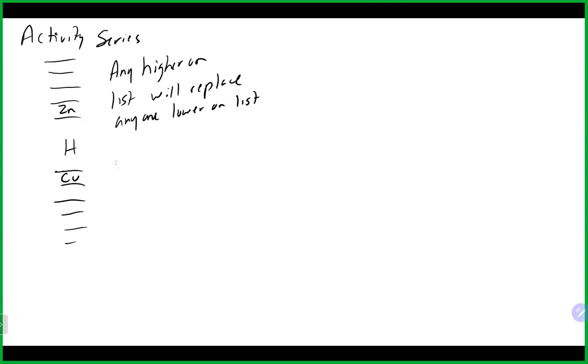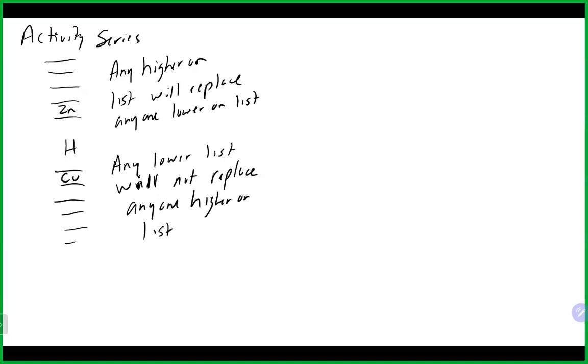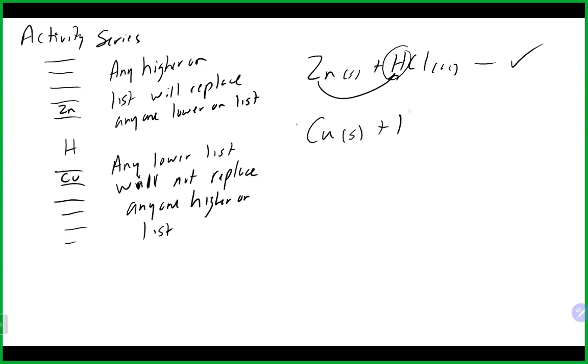And obviously, the opposite of that is any one that is lower on the list will not replace anyone higher on the list. So that's why, for example, like we just saw there, if we had our zinc plus our HCl, we are good to go on this reaction. The reaction will take place. But again, if we try to do it with copper, it is less reactive than hydrogen. So again, here, not going to take place because of that.